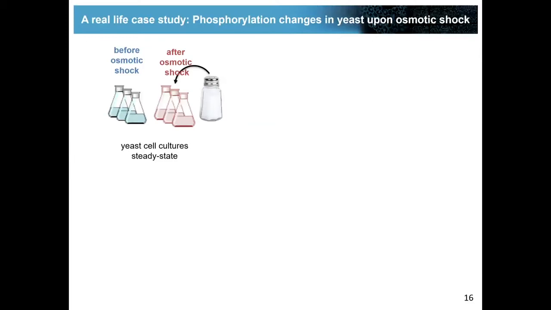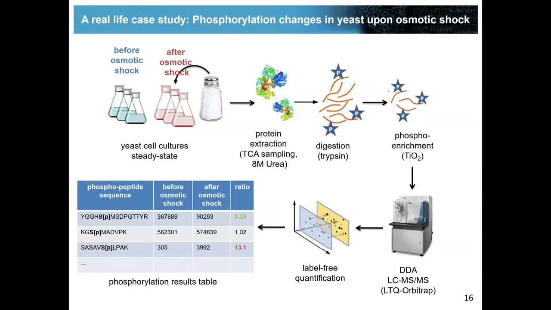So you see, osmotic shock was a very, very well-liked project in our group. A lot of people did osmotic shock in yeast. And what I did at that time is I measured 3 replicates of yeast before the shock and 3 after an osmotic shock where salt was added to the solvent. And then I performed what was at that time the standard proteomic workflow in our group. I extracted the protein. I used TCA sampling to immediately kill all yeast enzyme activity.